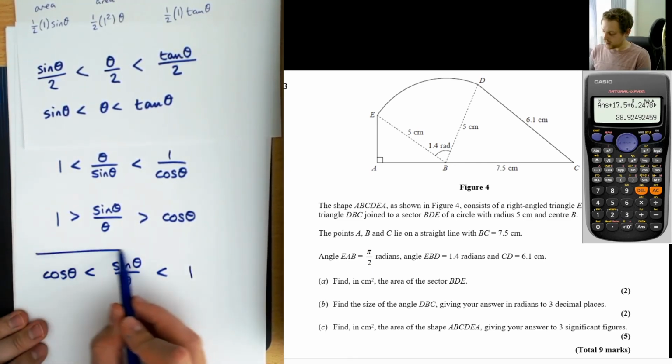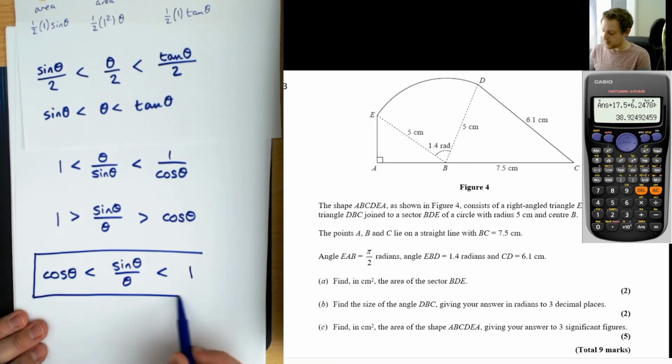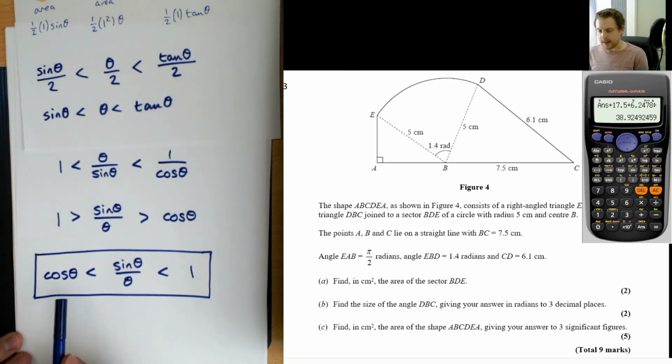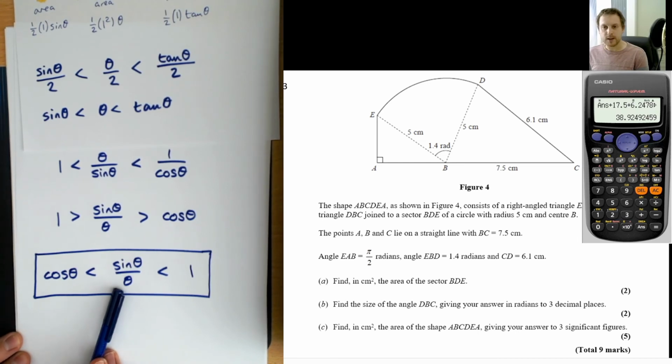So this is not the absolute final thing we're going to do, but it's kind of the final form of our inequality before we do something to it. So what I'm going to do to this inequality is take the limit as theta goes to 0 across the whole thing. I can do that. I can take the limit as theta goes to 0, the limit as theta goes to 0, the limit as theta goes to 0.